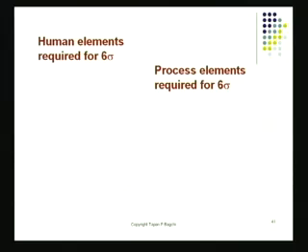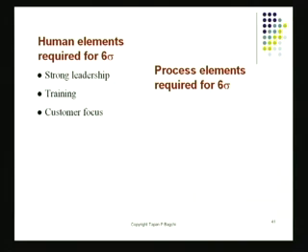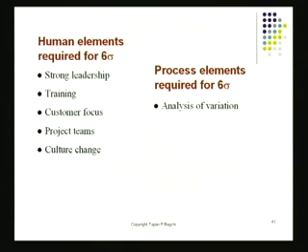What are some of the other things that you require? There are certain things which are like the human element. For example, on the human side, strong leadership is required, good training is required, and it goes without saying, if people are not trained in statistics, they'll not be able to do a Six Sigma project successfully. Customer focus, find out the CTQs, who are the owners of the CTQs, project teams have to be put in place. There's got to be an overall cultural change. That also is something that's got to be there.